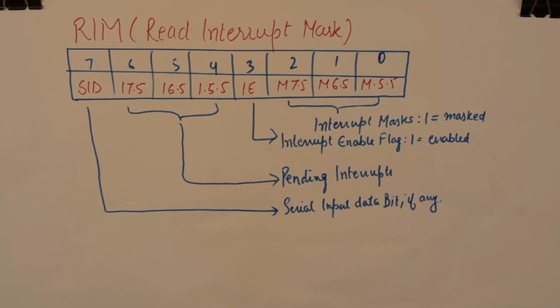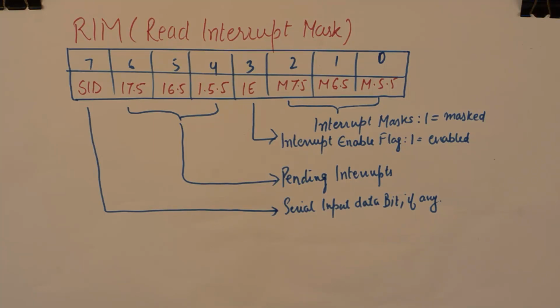In this tutorial we are continuing our discussion on controlling interrupts of 8085. For that we have already studied the SIM instruction, which is set interrupt mask. Now if you were to find out the status of all the interrupts of 8085 at any point in time, then you have an instruction by the name of read interrupt mask, which is RIM.